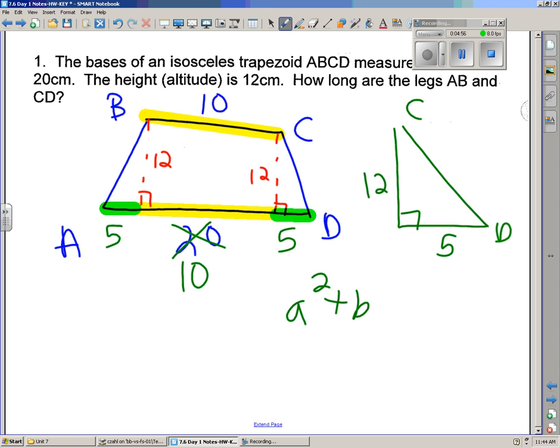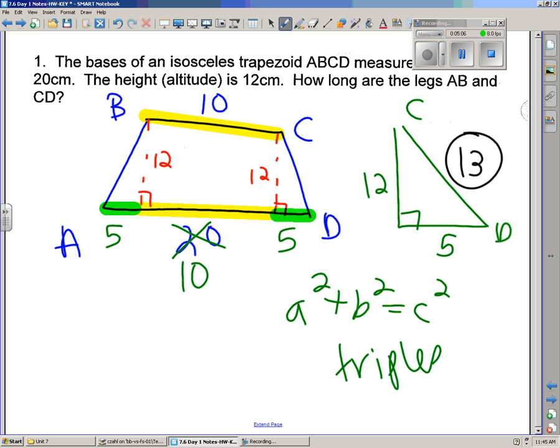either by Pythagorean theorem or by knowing your triples, you can find out that CD has to be 13. 5, 12, 13. Okay, let's take a look at the next one.